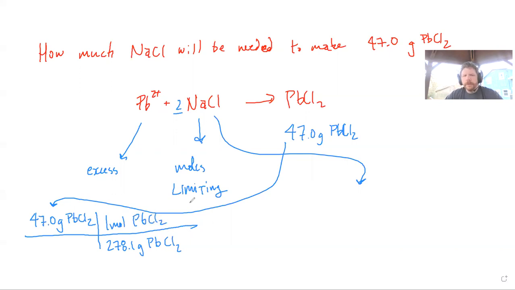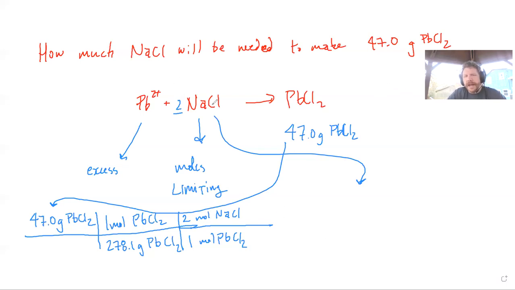Okay. Now that I have this converted to moles of lead chloride, I can look back at my balanced chemical reaction, which was the first part of the question. I can say that for every 1 mole of PbCl2 that is produced, how many moles of NaCl are going to be needed? Well, 2 moles of NaCl are going to be needed.